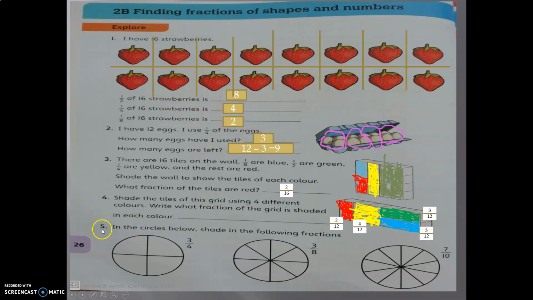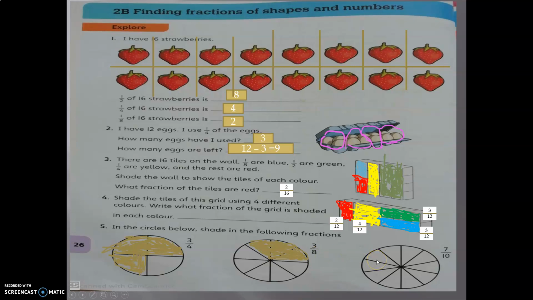Now, in question number 5, in the circles below, shade in the following fractions. Here, he wants me to color or shade 3 out of 4. I have the total equal parts 4, and I need to color only 3 out of these 4. Okay, the next shape, the total equal parts, you don't have to count, just look to the denominator, 8, and you need to color only 3 out of 8 or 3 over 8.